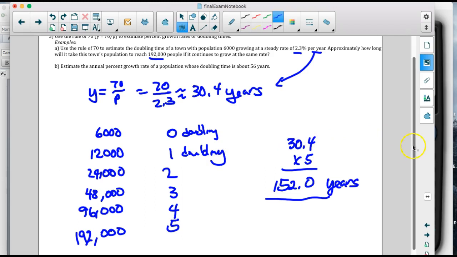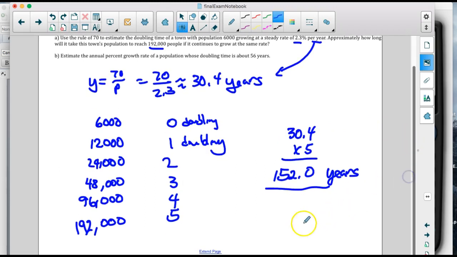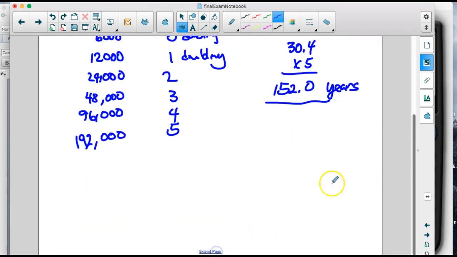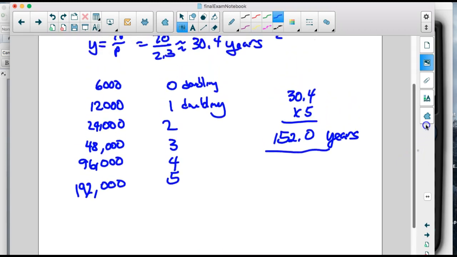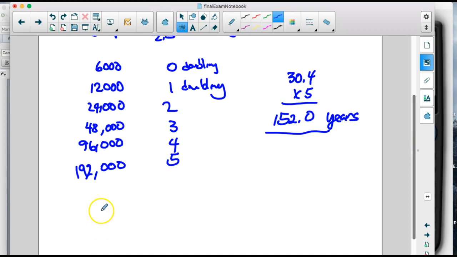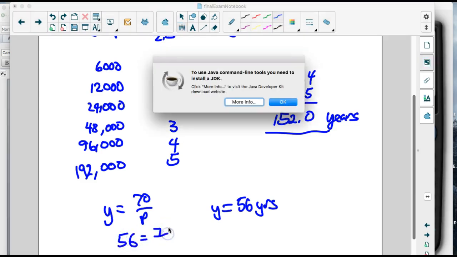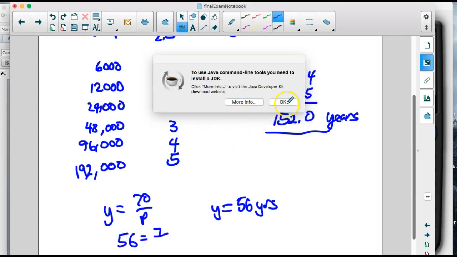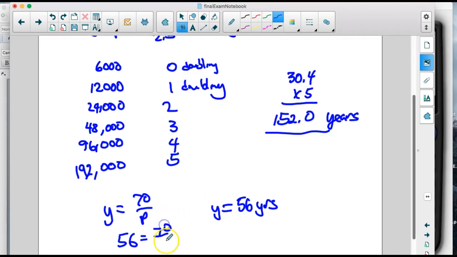All right, so on part B it says estimate the annual percentage growth rate when the doubling time is 56 years. So in that one, what we would do is just use the formula in reverse. They gave us our number of years. It's 56, so we have y equals 70 divided by p, but y is 56 years. So we would take 56 equals 70 divided by p, and we would solve for p.